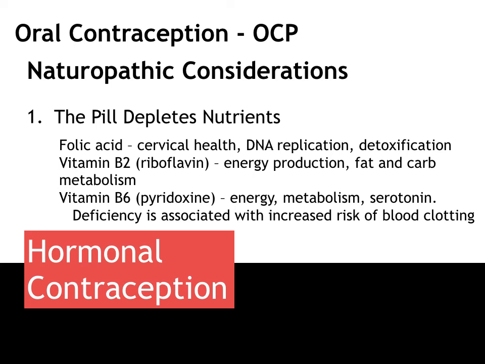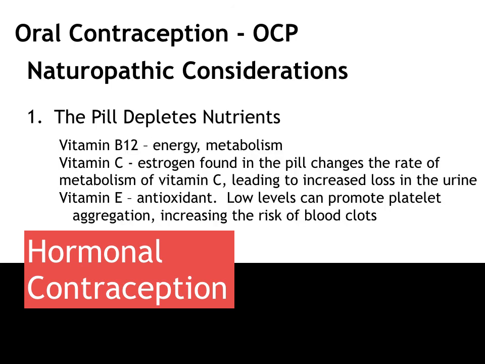So for that, we think about things like energy production and metabolism, fat and carb metabolism. B6 is involved in serotonin production pathways. B6 deficiency is associated with increased risk of blood clotting, so it might have some relevance in terms of that risk factor. For B12, again, energy and metabolism are things we consider with that. Vitamin C and vitamin E, not necessarily too significant, but could be depleted. So we could see some decreased levels of both of those. Vitamin E is involved in platelet aggregation, so potentially could be implicated again in that increased risk of blood clotting.